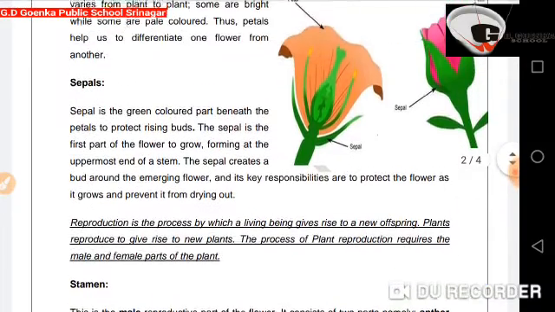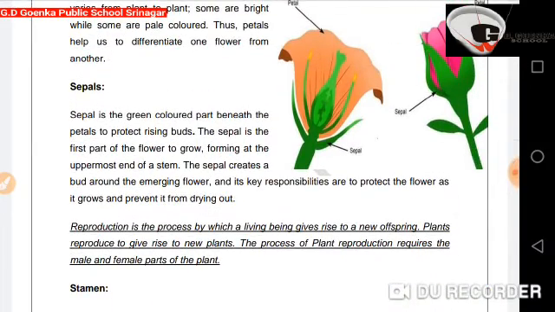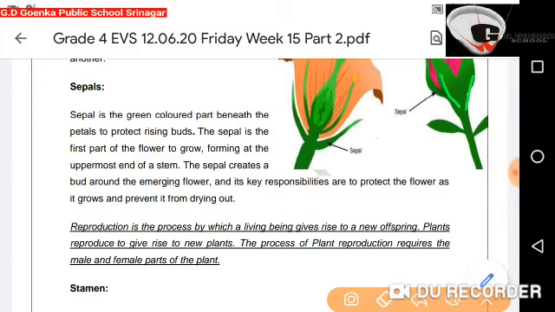Sepals. Sepal is the green colored part beneath the petal to protect the rising buds. The sepal is the first part of the flower to grow. Forming at the uppermost end of a stem, the sepal creates a bud around the emerging flower, and its key responsibilities are to protect the flower as it grows and prevents it from drying out. So this is the sepal.